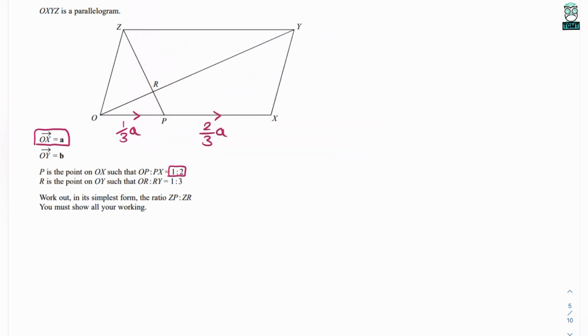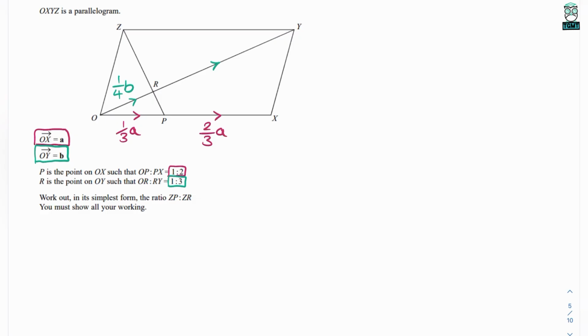If we look at the next part, we're told that OR to RY is 1 to 3. And we're told that O to Y in total is b. So O to R, and this ratio is 1 to 3, so that's 1/4. So that would be 1/4 b.